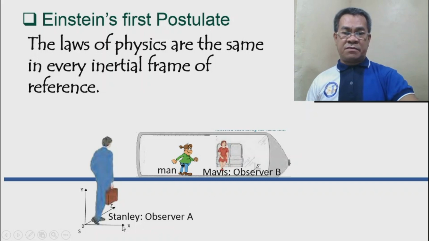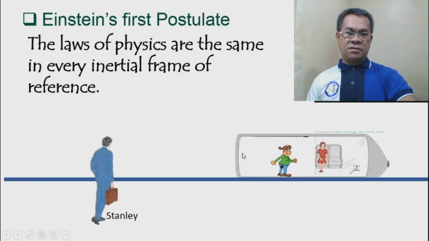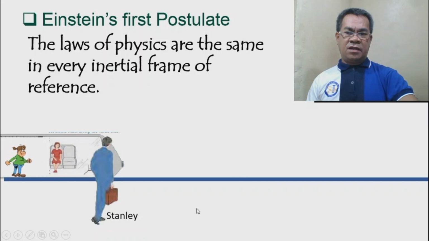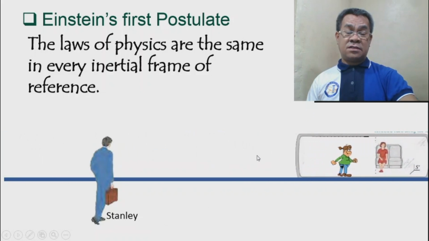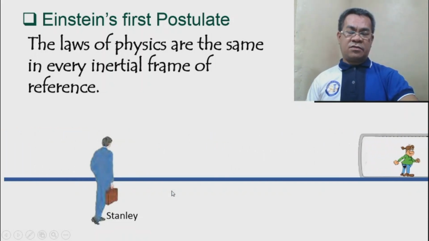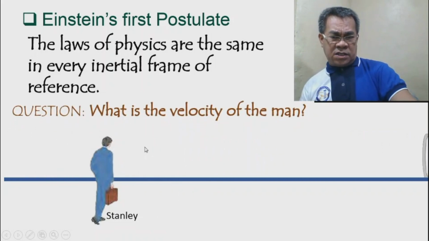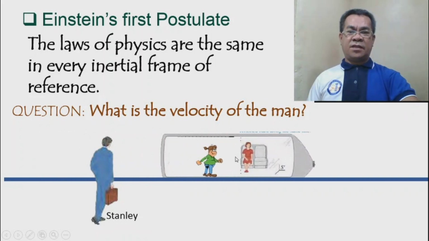So we have two observers, and these two observers use an inertial frame of reference. Stanley is at rest, and we have Mavis, observer B, in constant motion. If this is moving, then the two observers A and B have different answers about the man on the moving car. So we have two descriptions of motion of the man. What is the velocity of the man? Then there are two answers.